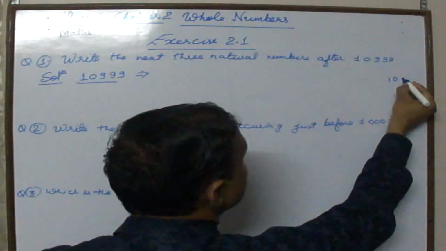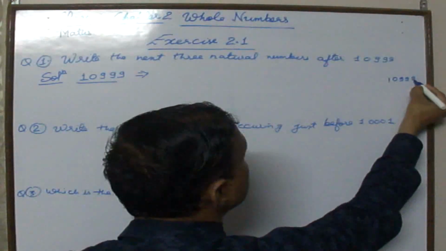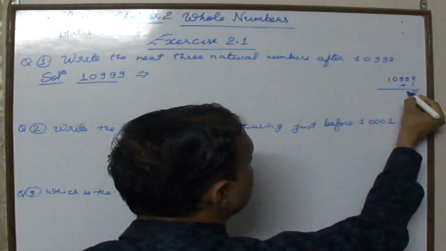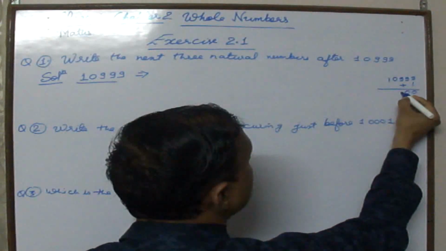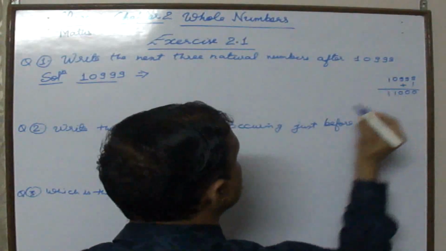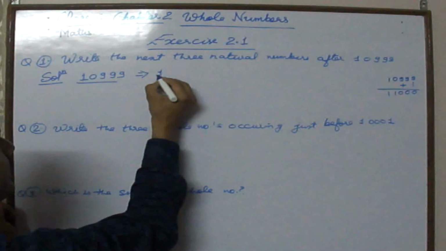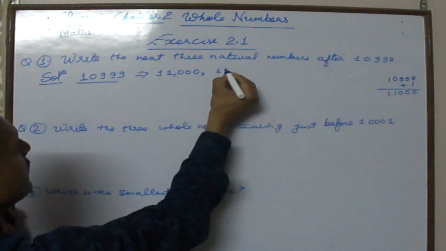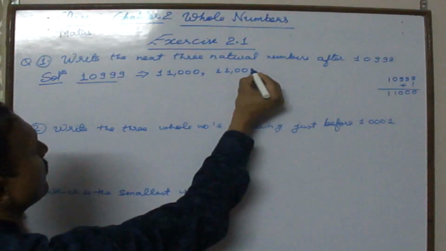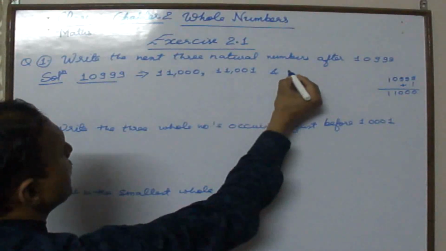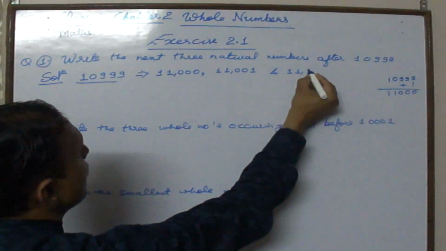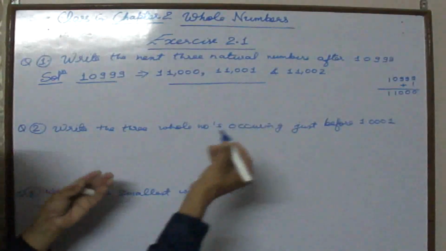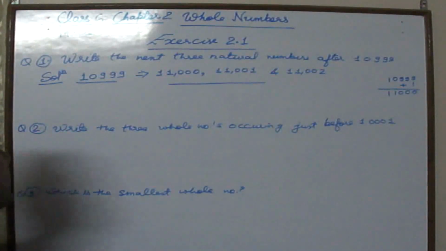If you are facing difficulty, then you can add like this: 9 plus 1 is 10, 9 plus 1 is 10, 9 plus 1 is 10, 1 plus 1. So the first number is 11,000. Then we know after 11,000 comes 11,001, and the third number is 11,002. So these are the three numbers just after 10999.